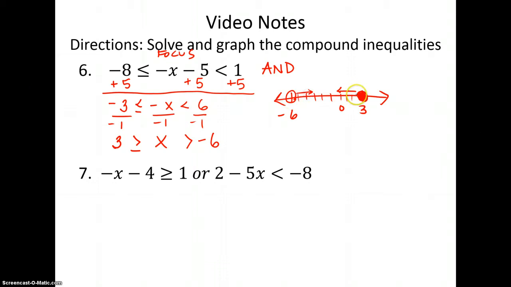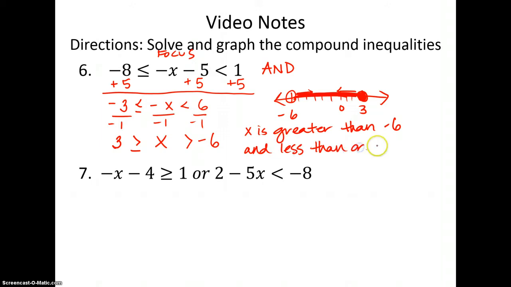And where do these two overlap? Well, they overlap right in between. Okay, so if you need this in words, we're going to say that x is greater than -6. So this is bigger than -6 and less than or equal to 3. So it's in between -6 and 3. So that's a compound inequality, that's an and inequality, that's when they're smushed together.